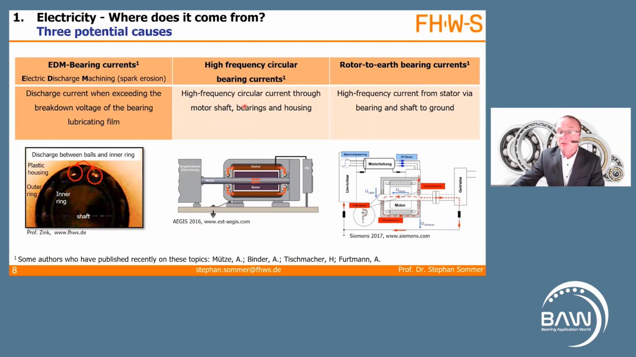And there is a high frequency circular current through the motor shaft, the bearings, and the housing. Here is a little picture from EGIS. And there is a rotor to earth bearing current. It's also a high frequency current from stator via the bearings over the shaft to the ground.